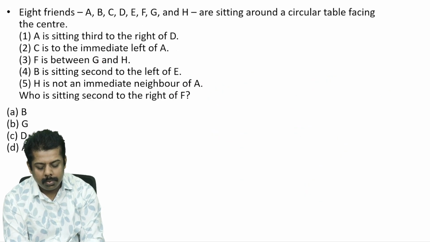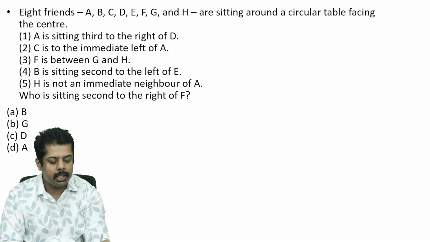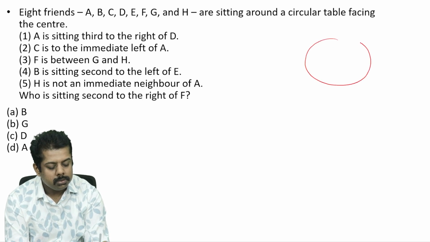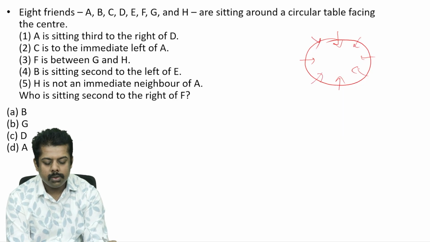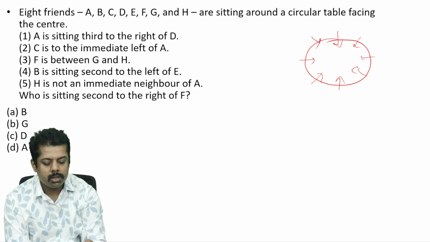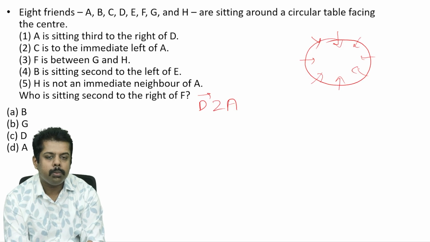Here as well we have 8 people. So what we can do here is first try and draw the basic diagram. So we have 8 people. Everyone is facing the center. Now going through the statements here. The first statement says that A sits third to the right of D. So that means 2 people are between them.